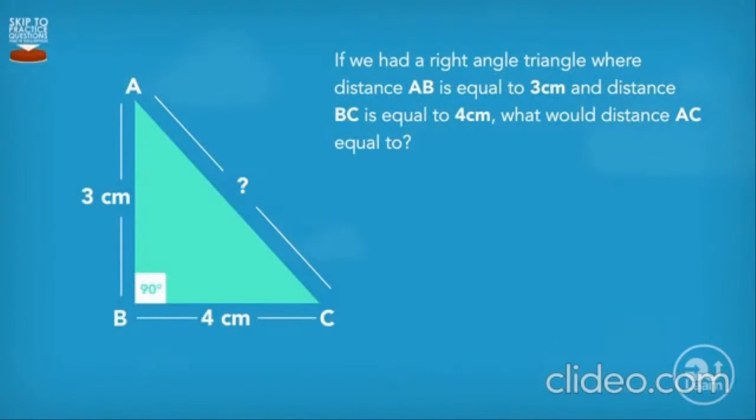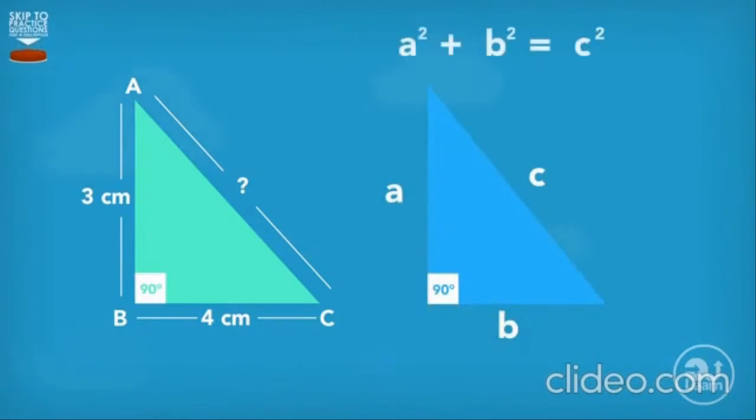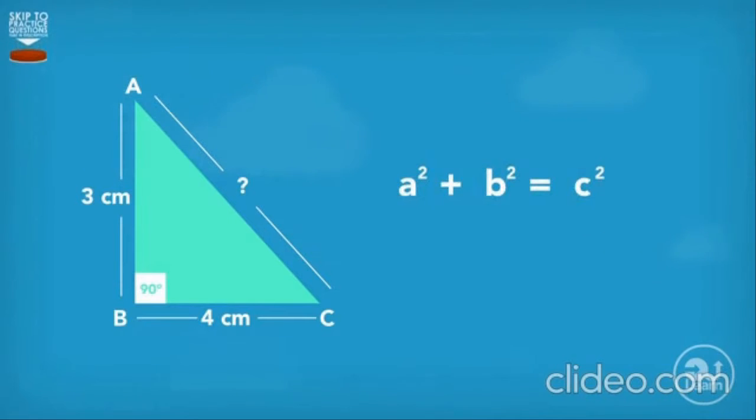Let's have a look at this example. If we had a right angle triangle where distance AB is equal to 3 centimeters and distance BC is equal to 4 centimeters, what would distance AC equal? Let's use the formula. A squared plus B squared equals C squared. Let's put the values into the formula. A is 3, B is 4, and we have to find C.